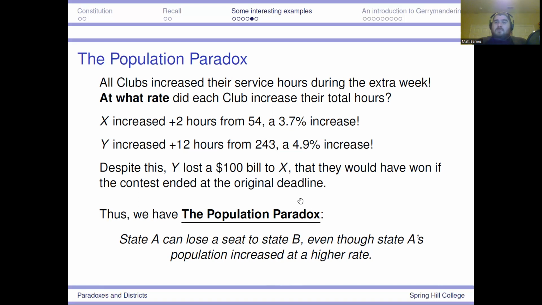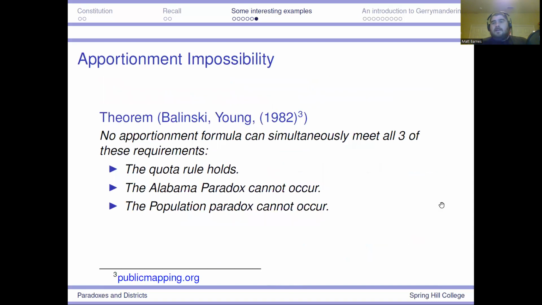So this gives us what we call the population paradox. State A can lose a seat to state B, even though state A's population increased at a higher rate. So we may have a scenario where we have 2 states, and an influx of people into both of the states, a lot of people going to state A and some people going to state B. And even though a ton more people went to state A and their population increased at a higher rate, they actually end up losing a seat when we do our apportionment.